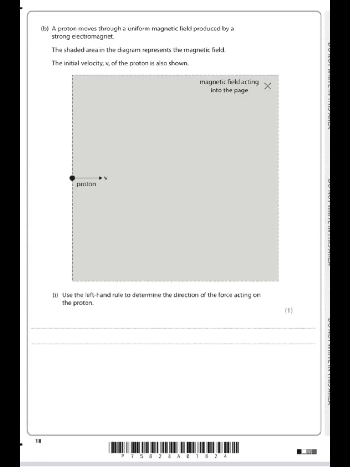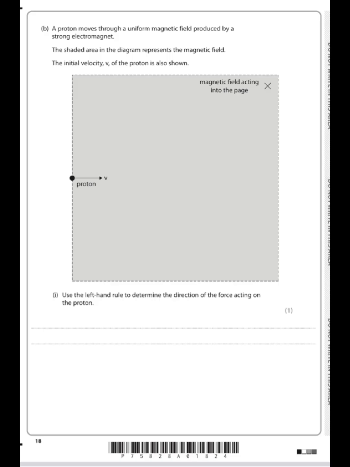Here we're shown a proton moving through a magnetic field produced by an electromagnet. We've got the field in that grey shaded area, and we're shown that the magnetic field is acting into the page. We're asked to use the left-hand rule, Fleming's left-hand rule, to determine the direction of the force acting on the proton. Now our proton is moving from left to right. So this may throw you off. You say, well, hang on, it's a moving charge. When I see the motor effect, it's normally a wire.